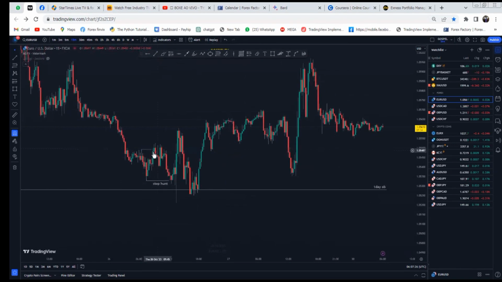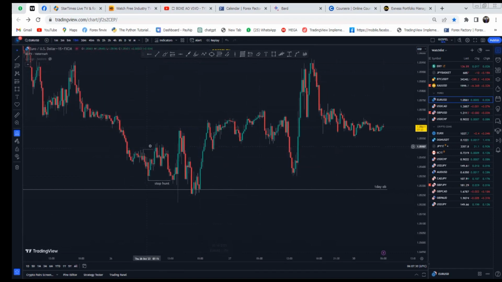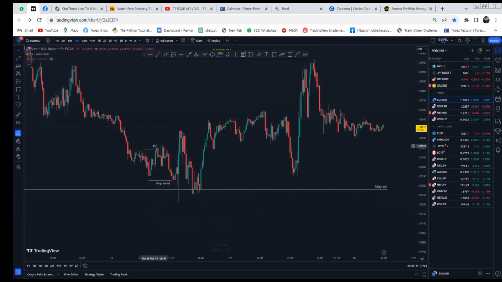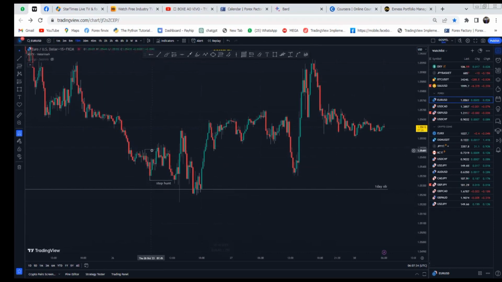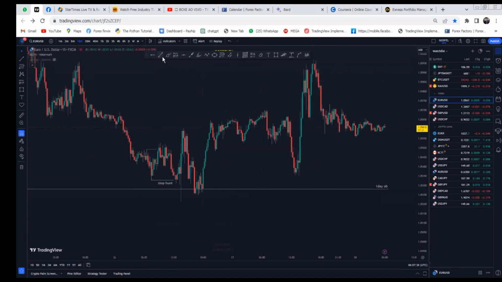So you have to be careful not to get into this type of fake order breakers and so on. Somebody will say this is a break of structure and so on. Now this other one happened here.